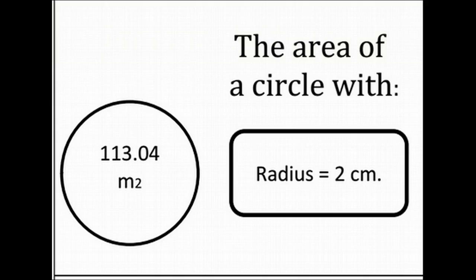So they can start with any card, and this is an example of what the cards look like. And you want to answer this question: the area of a circle with a radius of 2 centimeters. Then all the students look through the cards that they have in their hand and find the answer that's in the circle that matches this question.